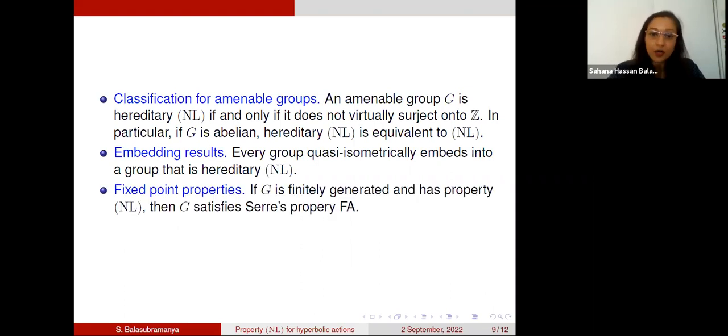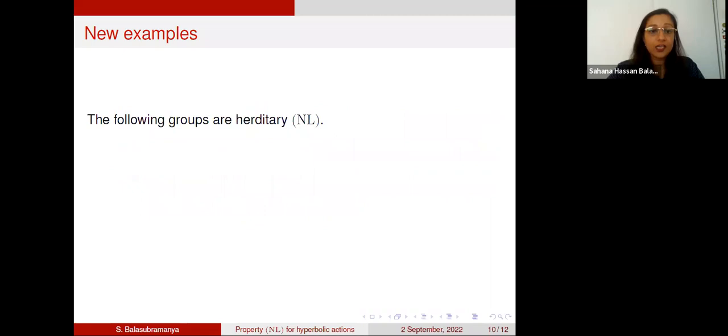And it turns out that our property also has some relation to fixed point properties. If the group is finitely generated and has property NL, then it also satisfies Serre's property FA, which means that any action of the group on a tree has a global fixed point. But perhaps most importantly, in our work with Anthony and Francesco, we can greatly expand the list of examples of groups that are hereditarily NL.